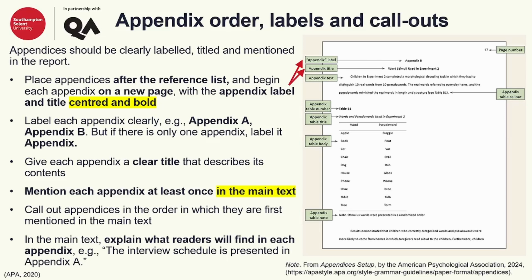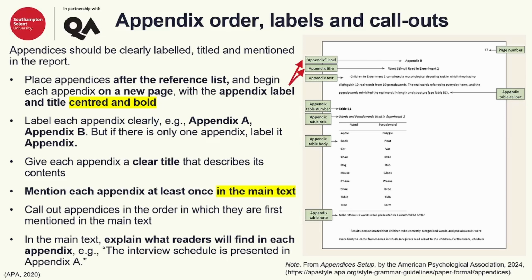Each appendix should be mentioned at least once. Do not include an appendix without referring to it. Readers may not understand why the material has been included. When you mention an appendix, explain what the reader will find there.